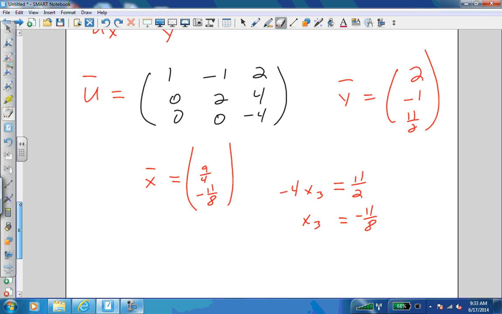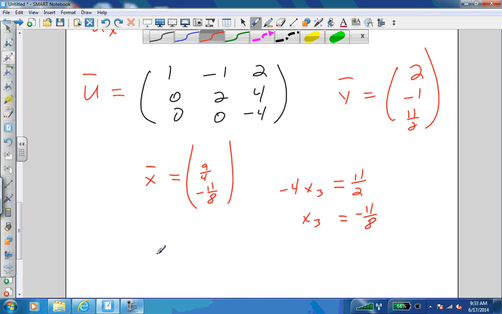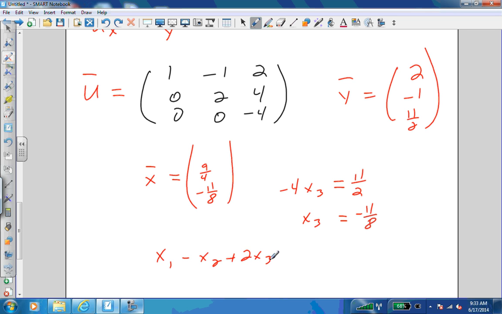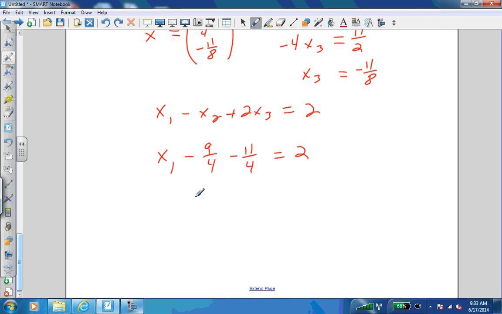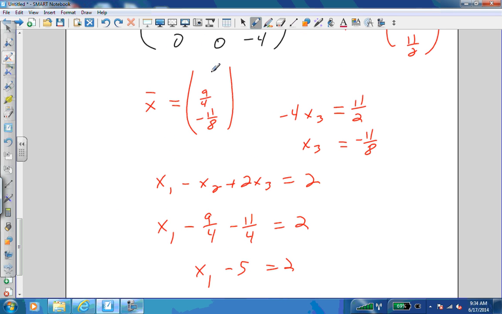So now we have x of 2 and x of 3. So x of 1 minus x of 2 and 2x of 3's, that's equal to 2. So x of 1 minus 9/4 plus 2 times x sub 3. So 2 times x sub 3 is minus 11 fourths. So that's minus 20 fourths, which is minus 5. Add 5 to both sides, x of 1 equals 7.